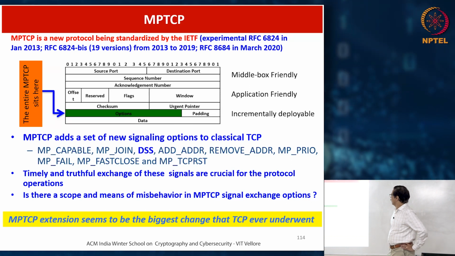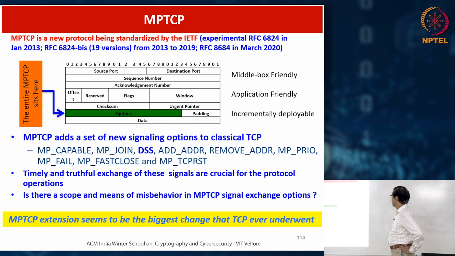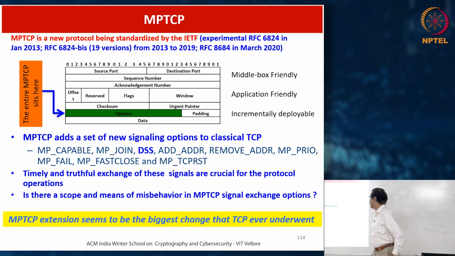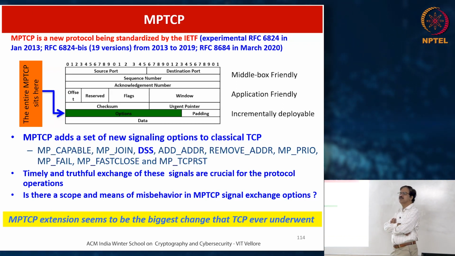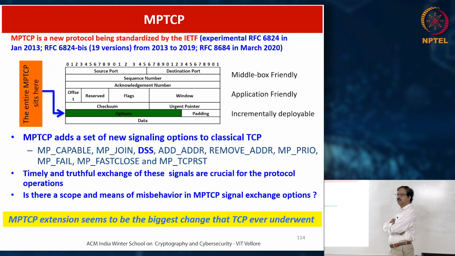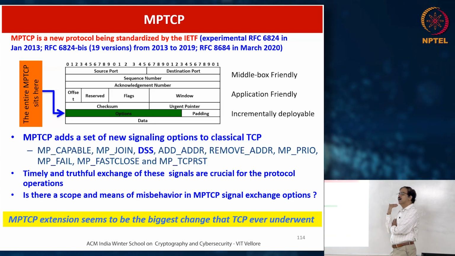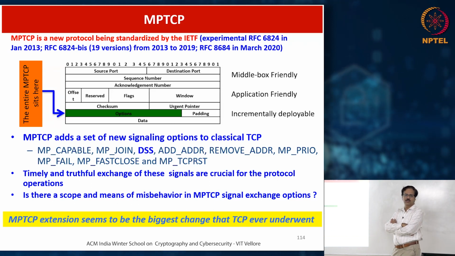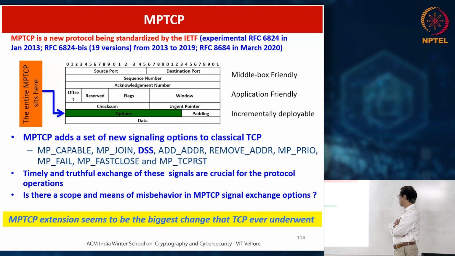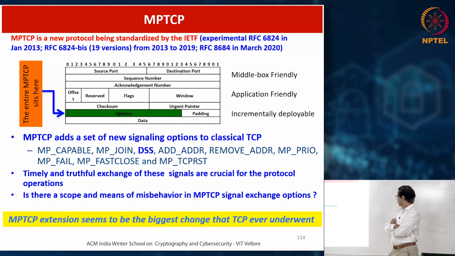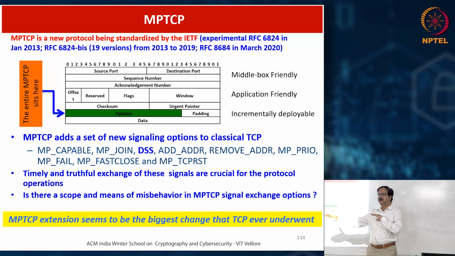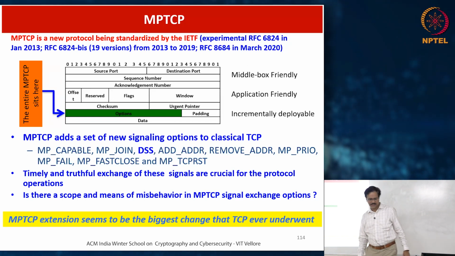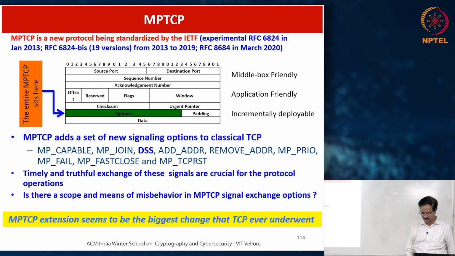Now, what are the MPTCP options that are packed in the option field? These are the things called MP capable and MP join. Anybody who is interested can go and read the MPTCP RFC. You know about RFC, right? Request for Comments. It will give you all the details. And these signals are regularly exchanged inside the TCP packet. In a way, you can say it is a sort of encapsulation, right?